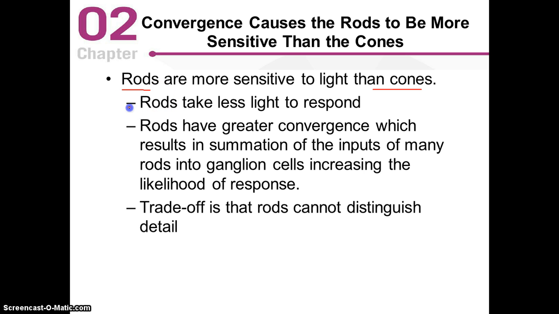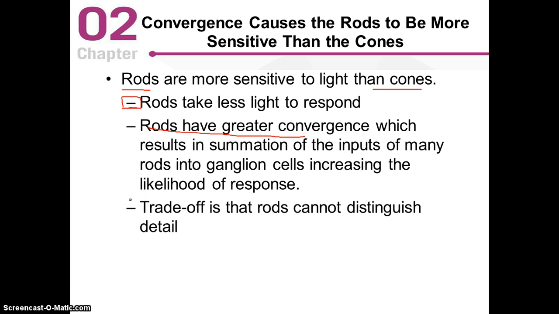because they will be stimulated by lower levels of light of less intensity. And we'll see on the next slide that the reason for this is what we've already said before, that rods have a greater convergence. They converge to a much larger degree on ganglion cells than cones do. So this property, that rods have greater convergence than cones, is actually what gives them their greater sensitivity to light. But there's a trade-off.